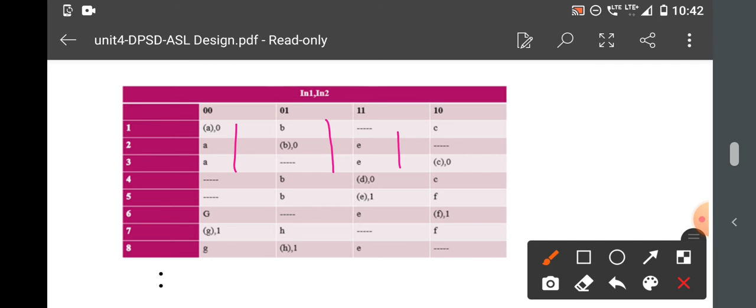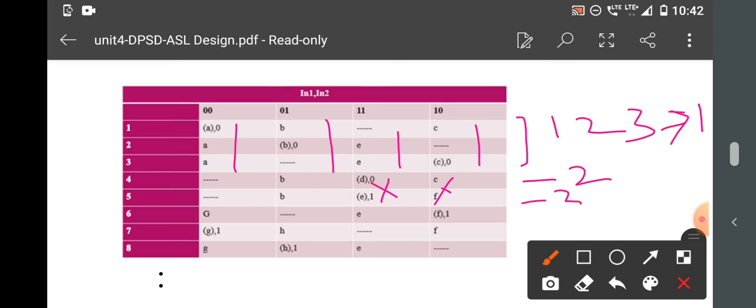Here E, all are equal. C, all are equal. Therefore, the first three, 1, 2, 3, can be merged together and converted into a single state 1. Similarly, check 4 and 5. You cannot merge them, this is different, this is different. These two are different. Therefore, this is the second state, this is the third state.